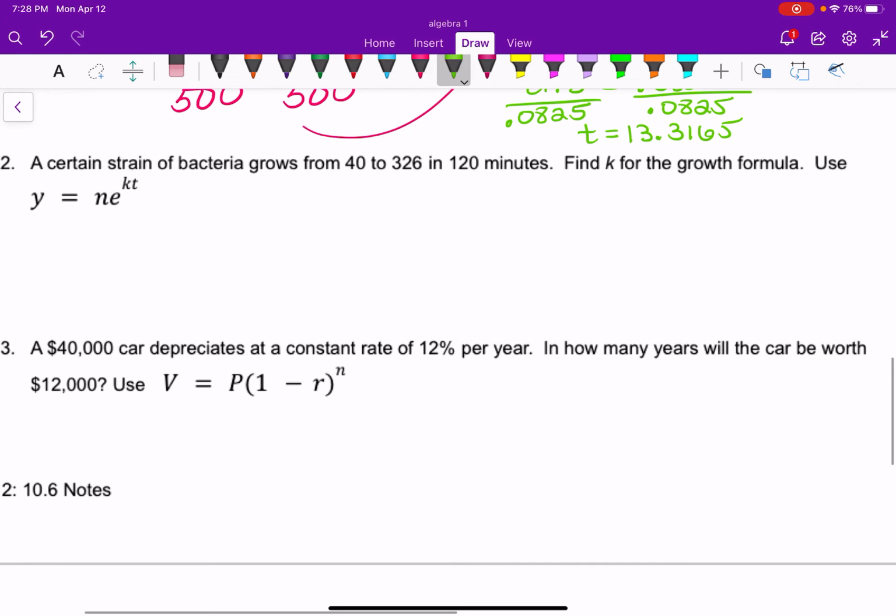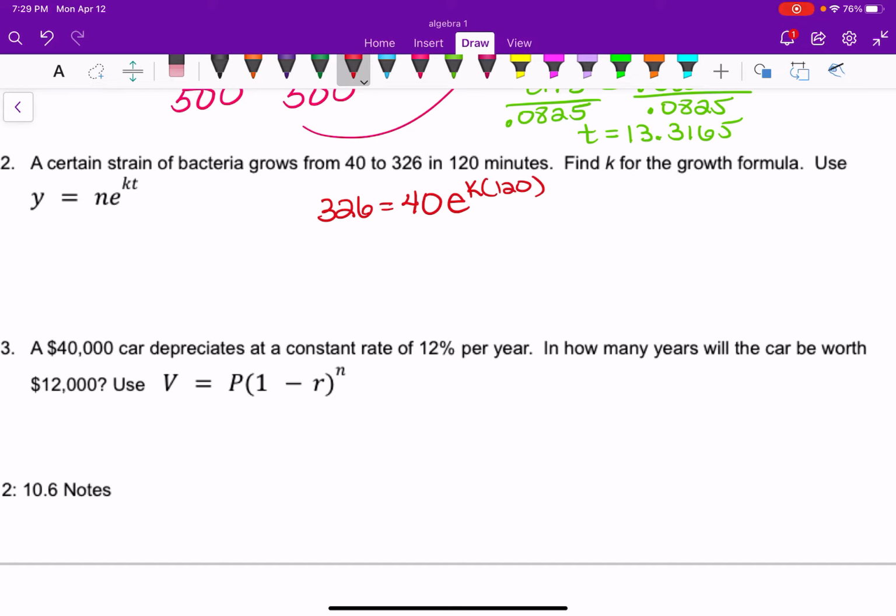Okay, the next one. A certain strain of bacteria grows from 40 to 326 in 120 minutes. Find the K. So we're looking for K here. Y is our ending amount, so our bacteria ends up at 326. It started at 40. E we know already. K is what we're looking for. And T is 120.